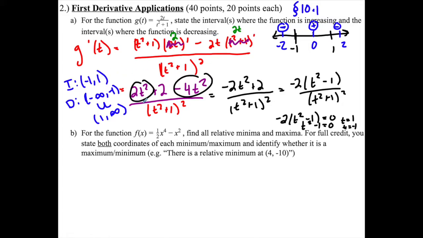Because this is the place where the derivative is negative, or rather is positive, and this is the place where it's negative. Okay, so what I didn't see enough of, and this is just in the work that I've looked at so far, was setting up sign diagrams. It's a really, really, really important step in solving these problems.